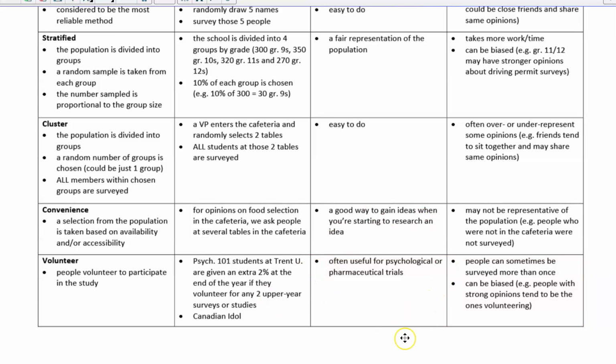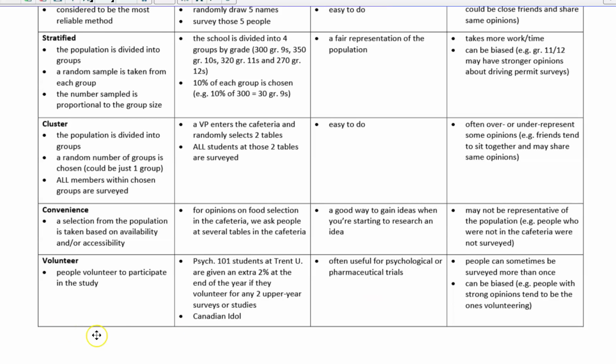It's often used for psychological or pharmaceutical trials. So, you know, if you would like to be a part of this, come on out, right? Which can be easy for the people running the survey, right? They just have to wait for people to apply or to participate. But again, people can sometimes be surveyed more than once. It can be biased, right? People who tend to have strong opinions might be the ones volunteering, right? Which might not be representative of your population.